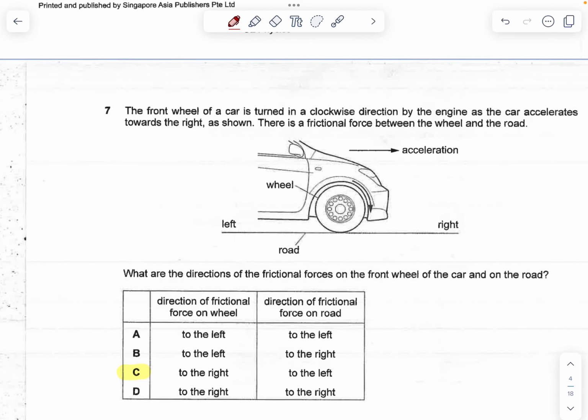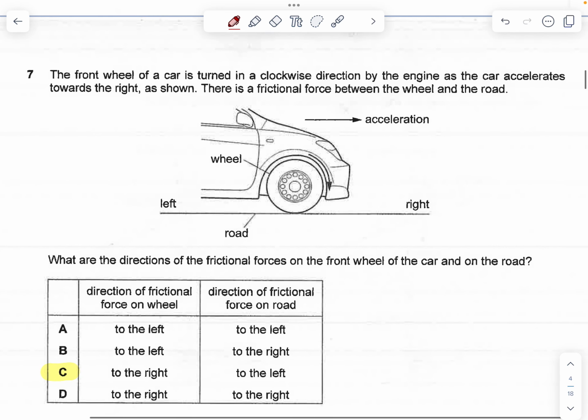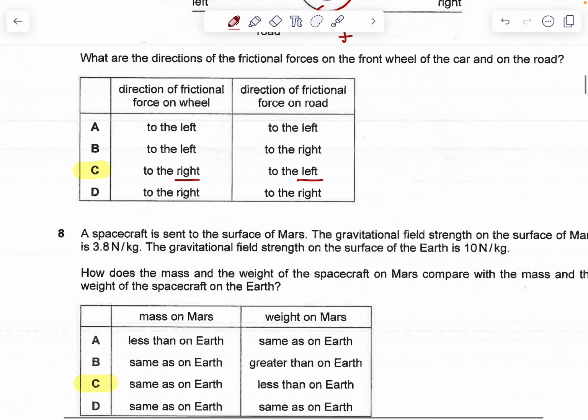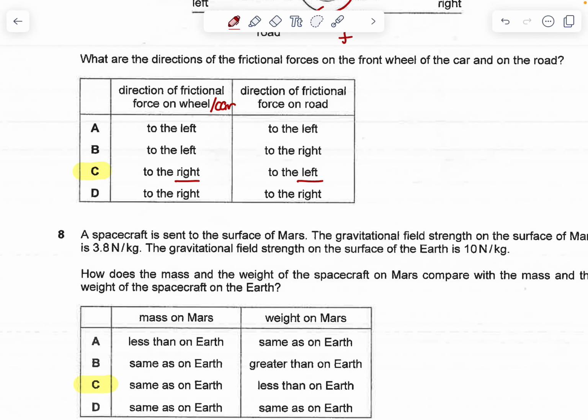Question 7. The front wheel of the car is turned in a clockwise direction by the engine. The car accelerates to the right. So you can see this turns here. Friction always opposes motion. So the motion of the wheel is towards the left. So friction is to the right. Okay, so the frictional force on the wheel is to the right, but the frictional force on the road by the wheel is to the left. So you can see the wheel as the car.